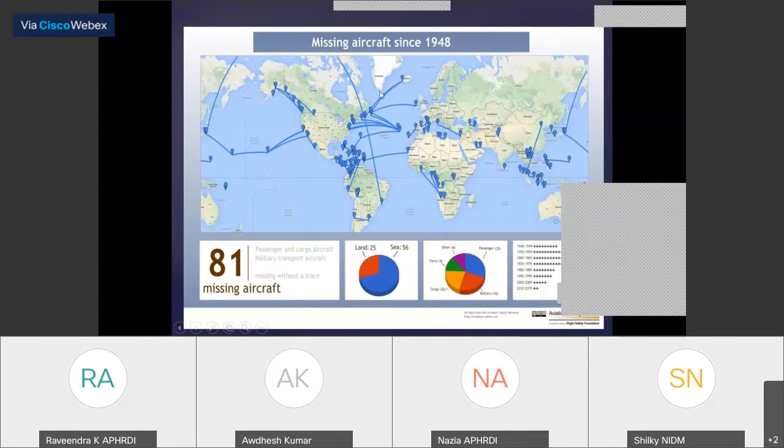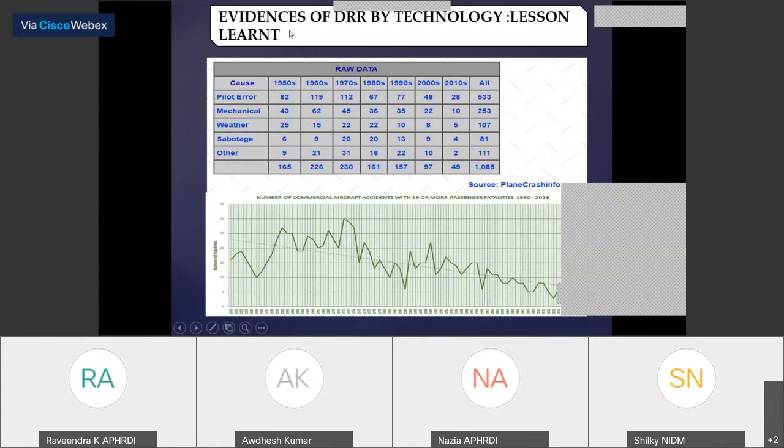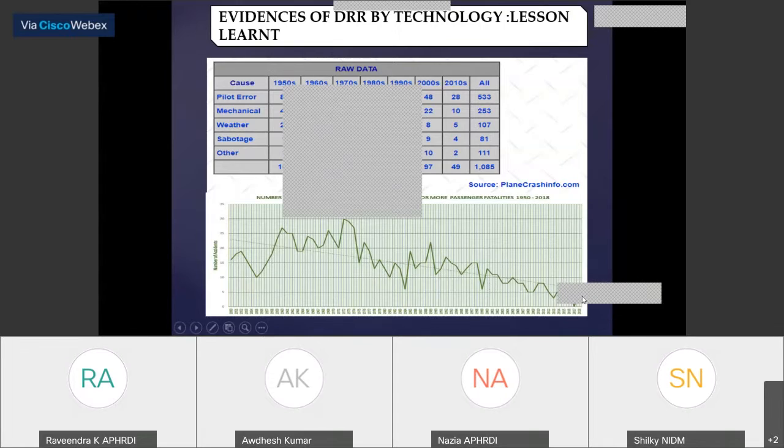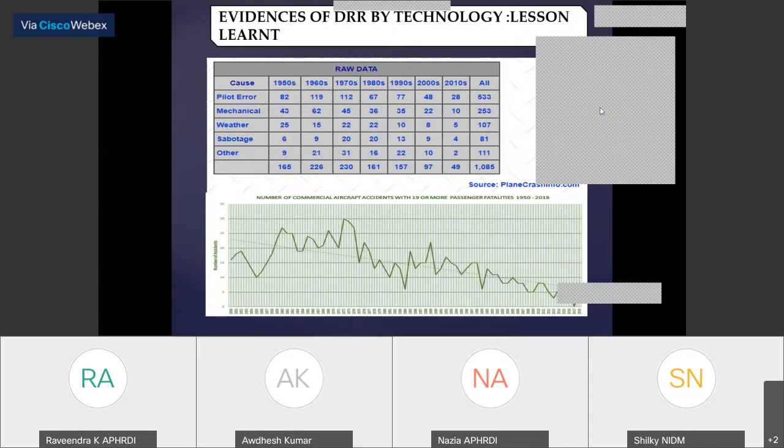So how is it true that it is helpful? This is the data of the missing aircraft in 1948. You can see these are the areas in which aircraft went missing, and this itself is evidence of DRR by technology and lessons learned, on which the Prime Minister is also focusing. This is the magic when we learn from previous disasters. You can see this data is year by year coming down, meaning the number of missing airplanes is decreasing day by day.